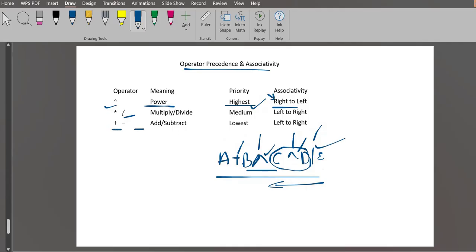Multiply and divide I have written together, they have the same precedence. Among same-priority operators, you choose according to the associativity, left to right. Here plus is there, so you have to solve it at the end as it has the lowest precedence. Plus and minus have the same precedence, so you have to solve according to the associativity. If plus and minus both come in an expression, first check associativity. You have to go left side to the right.